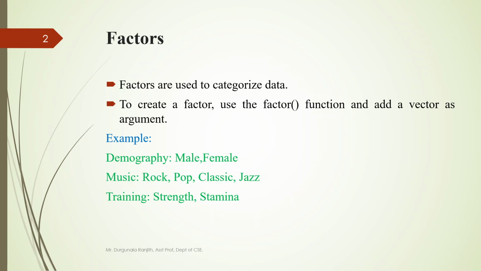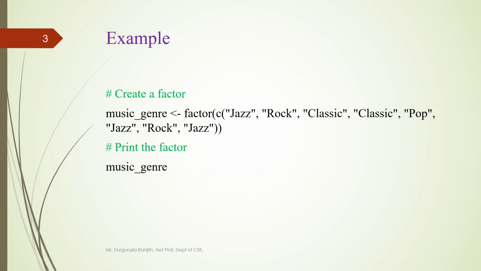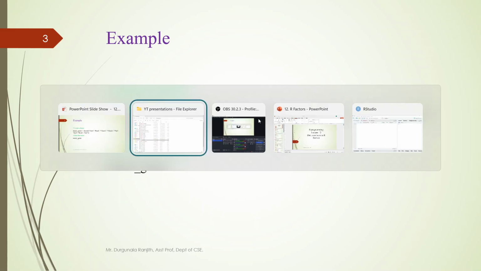By using the factor function. For example, let's see here, I am creating a factor that is music genre. You have to create a factor by using the factor function, and whenever you want to give the elements you have to use the c, and you can give the elements here, and the elements could be repeatable. Sometimes some of the elements will be repeatable. So let's create one factor.